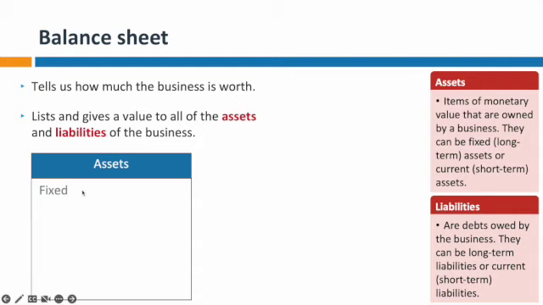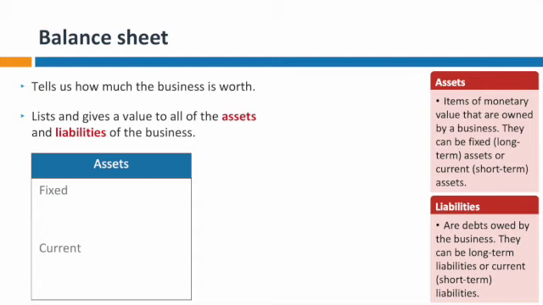So we start with assets. And the first thing that we start with are fixed assets. Fixed assets mean that they're long-term. Okay, it's just another word to say long-term assets. We can also say non-current assets. You'll get used to the terminology. And the second thing that you list are all the current assets.